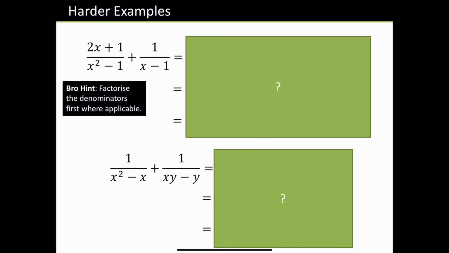Morning everyone, so this is lesson 2 on algebraic fractions. I'm going to be looking at harder examples. So let's look at the first one: 2x plus 1 over x squared take 1, plus 1 over x minus 1.